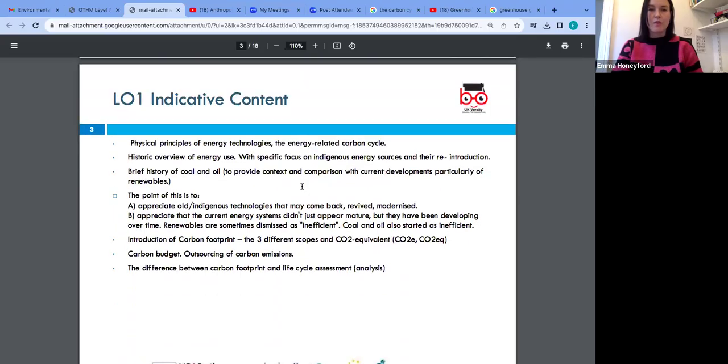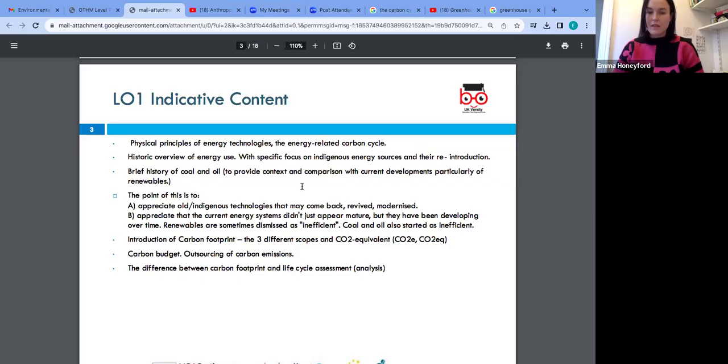For learning outcome 1, the indicative content is based on the below. We have the physical principles of energy technologies and the energy-related carbon cycle. We'll go over that. The historical overview of energy use: there is a historical background to energy use, and it's important to understand how that's impacted where we are today and its connections to global policy, with specific focus on indigenous energy sources and their reintroduction. We will cover a brief history of coal and oil.